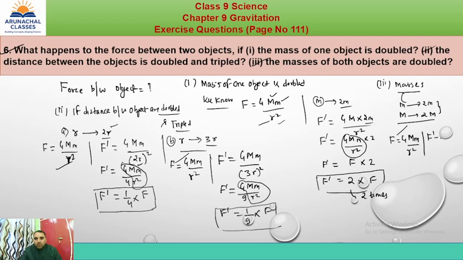So it will be capital G, the capital M becomes 2M and small m becomes 2m, divided by r square. Now F dash will be equal to G capital M small m upon r square, and 2 to the power 2, that is 4. Now this part can be written as F, so F dash will be equal to F multiplied with 4. I can see here that the new force of attraction under this condition becomes 4 times the previous force of attraction between the objects. So this is how we will solve question number 6.